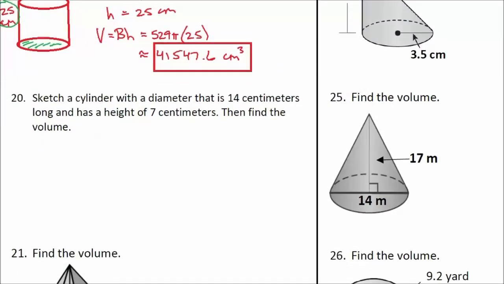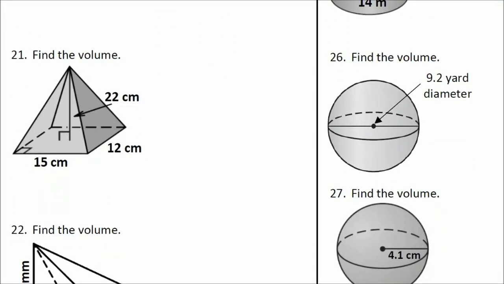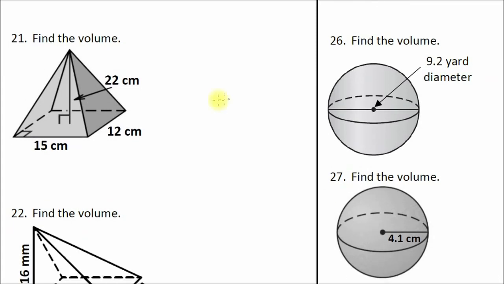All right, question number 20, you should have tried this out. You would have ended up with a volume of 1077.6, and that's also centimeters, so centimeters cubed. Your base area should have been 49 pi, and your height should have been 7 centimeters. All right, question number 21. Find the volume of this pyramid.